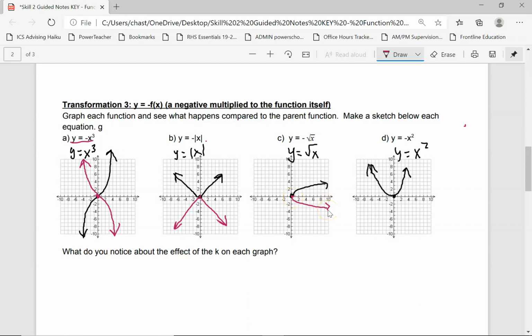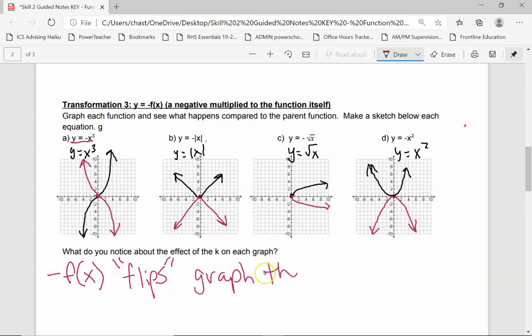So what do you think is going to happen with the negative x squared? All these others, it looks like whatever went down went up, and whatever was going up went down. So here they're both going up, so now they go both down. So I'll bet this one will just do that. Okay, so what's going to happen? So negative f of x flips, I'm going to use that in quotes, graph the opposite way.